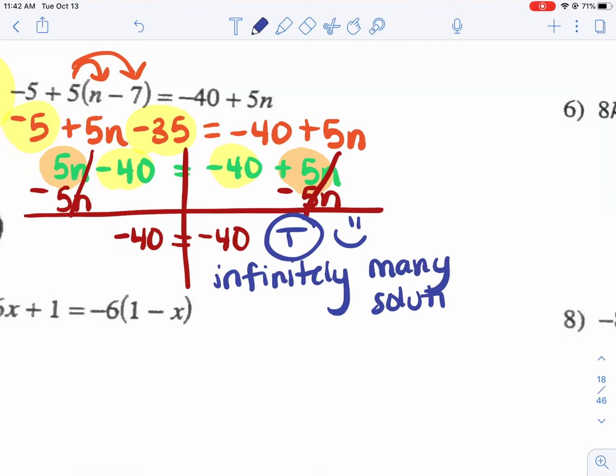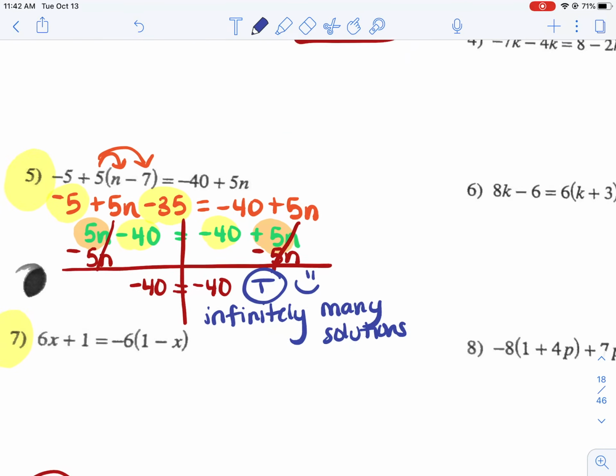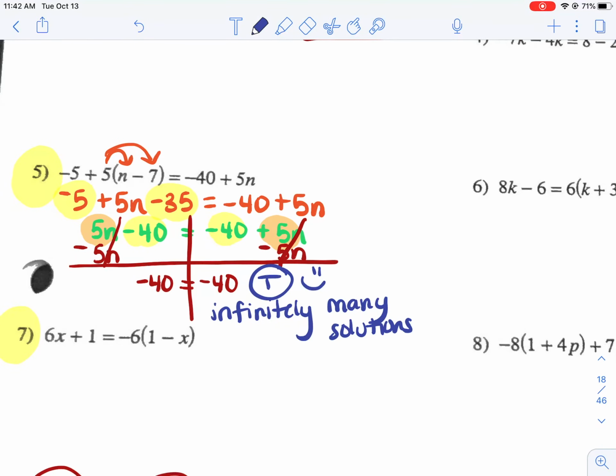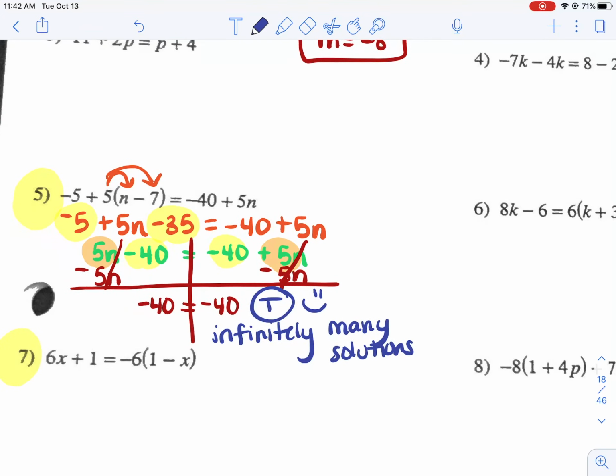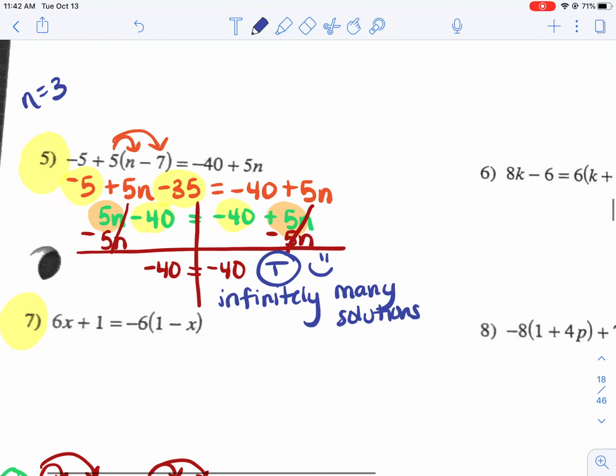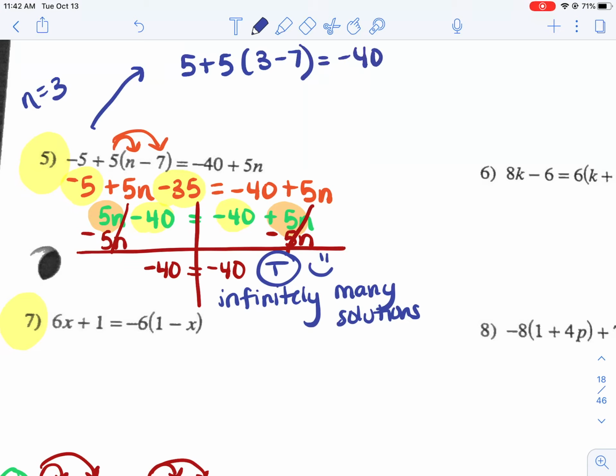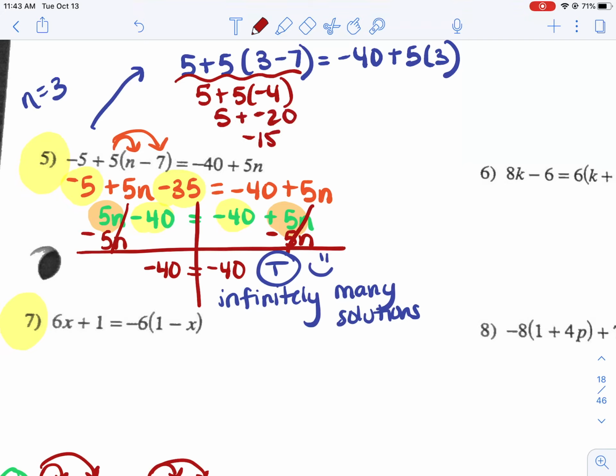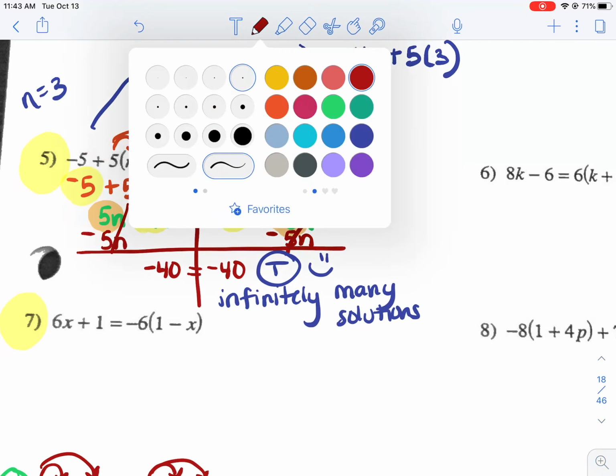So if we were in class right now, and we'll probably do this in class if you guys are coming in, we'd actually just take a second and pick a whole bunch of numbers. So let's just pretend like n is 3. I'm just picking any random number. If I plug in 5 plus 5 times 3 minus 7 equals negative 40 plus 5 times 3. So again, I'm looking to see, is this a solution? If I evaluate this left side and put this in my calculator, I'm going to get 5 plus 5 times negative 4. 5 plus negative 20 is negative 15. Does that equal the same thing on the right side?